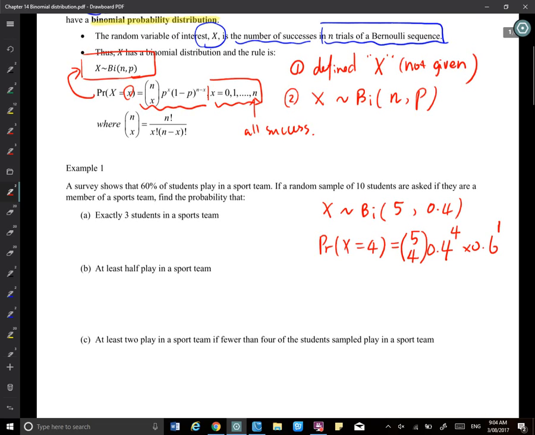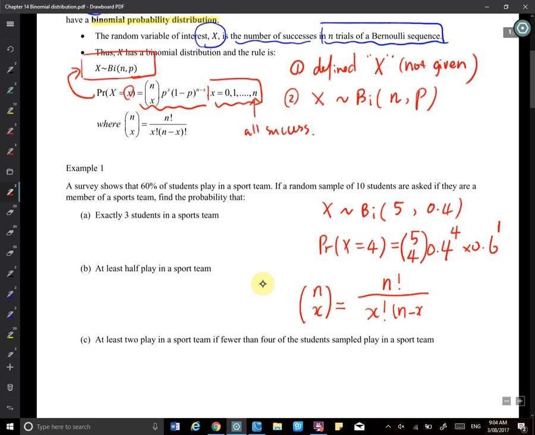So how do we calculate this amount? You know how to calculate 0.4 to the power of 4, and you know how to calculate 0.6 to the power of 1. It's the combination 5, 4. That's an nCr thing. nCx equals n factorial divided by x factorial and divided by (n minus x) factorial. That's the number I can have. The formula is given here. You don't really need to copy that.